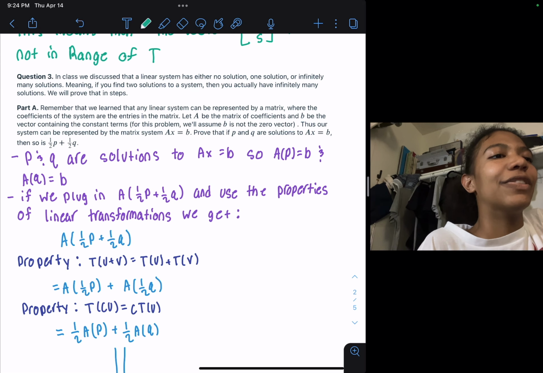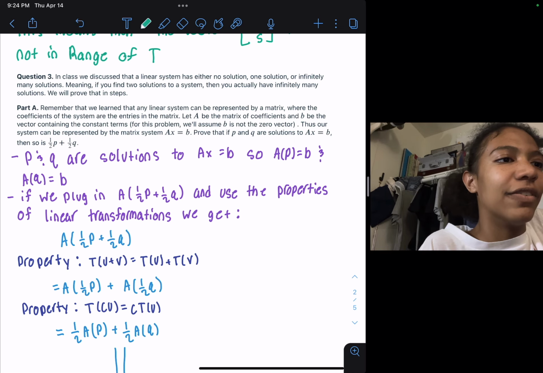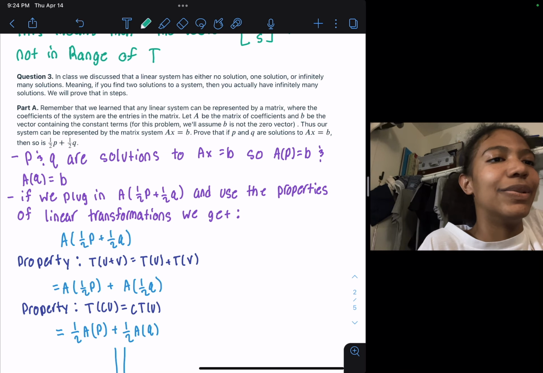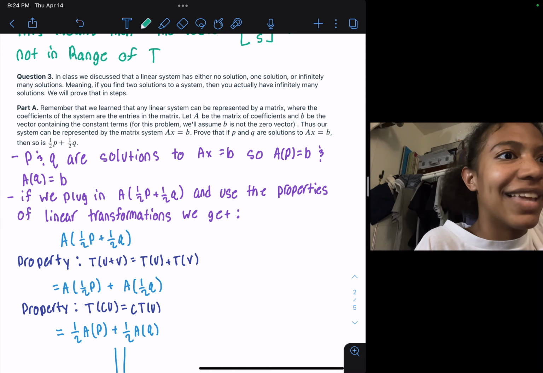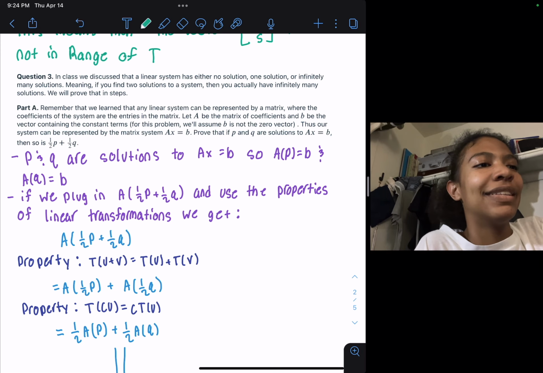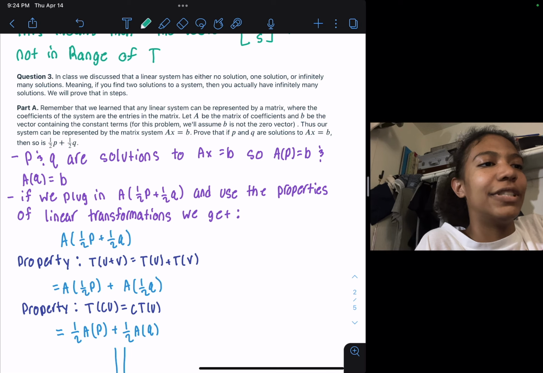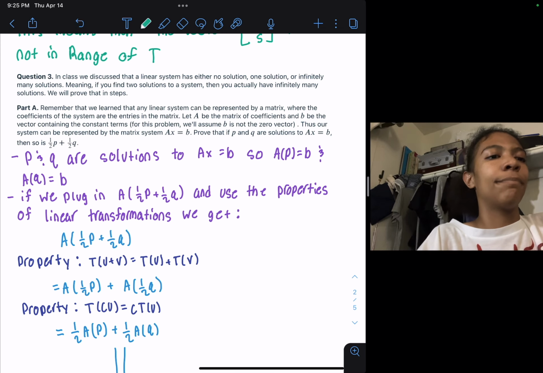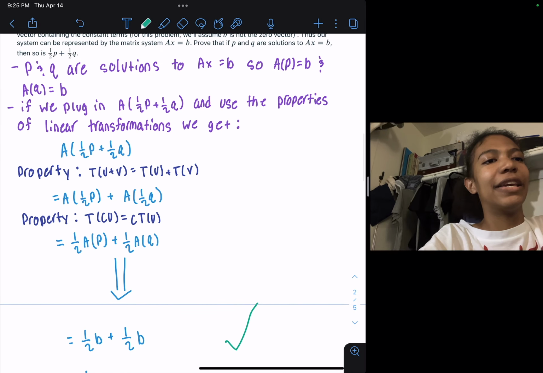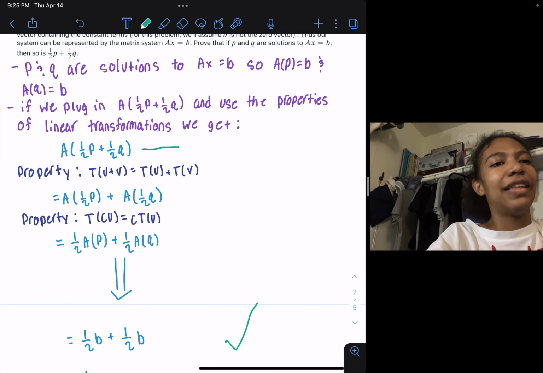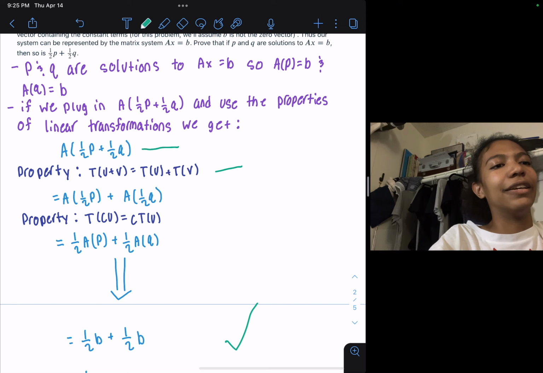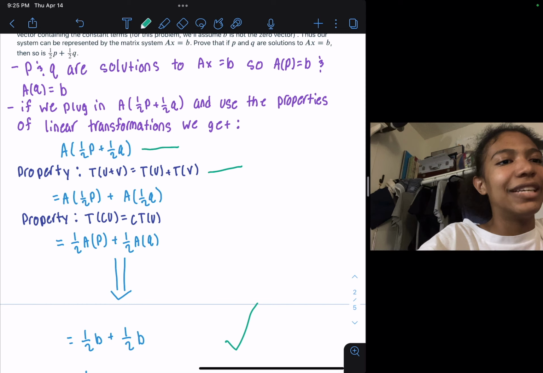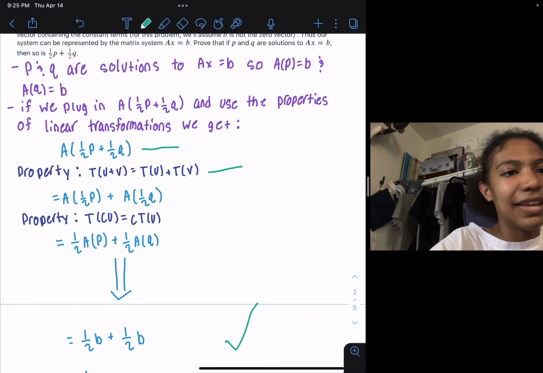Okay, so for number 3, we need to prove that 1 over 2 p plus 1 over 2 q is a solution to the matrix system Ax equals b. So if we plug in 1 over 2 p plus 1 over 2 q, and we use the property of linear transformations, we get these steps. So here I'm plugging it in. After that, you can use the property T of u plus v equals T u plus T v, and then you get this.